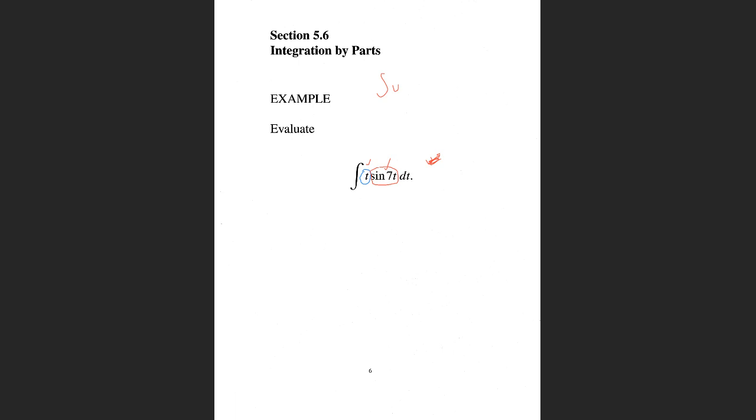So remember integration by parts. The formula is the integral of u dv equals uv minus the integral of v du. So when you do integration by parts, the integral that you're working with corresponds to the left-hand side of the integration by parts formula, the integral of u dv.